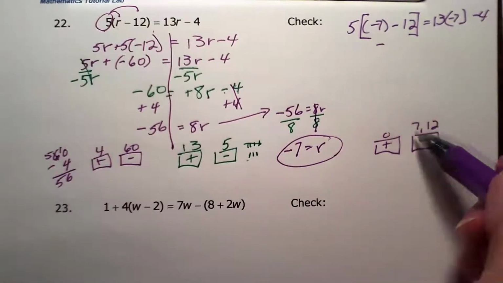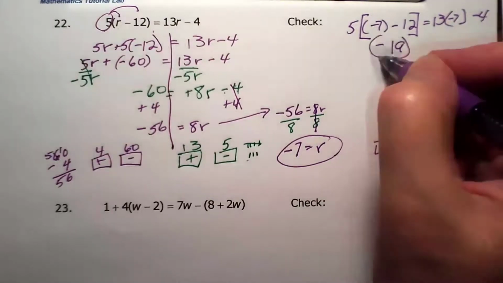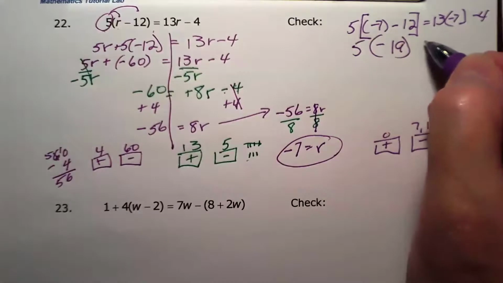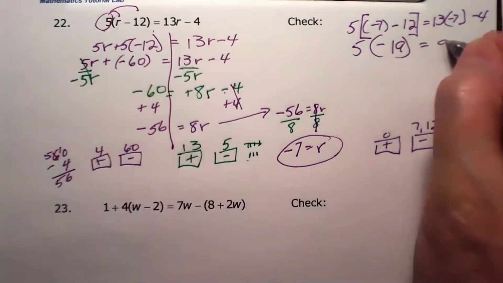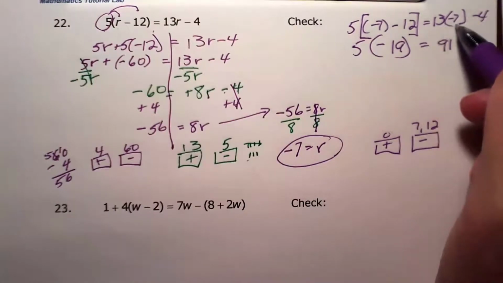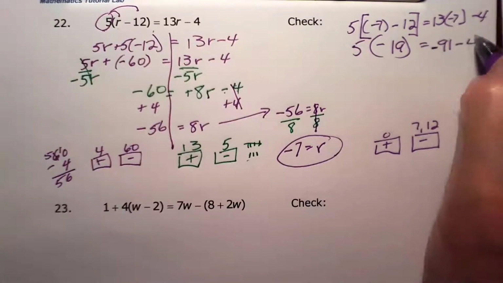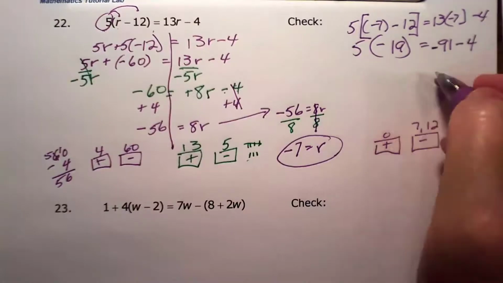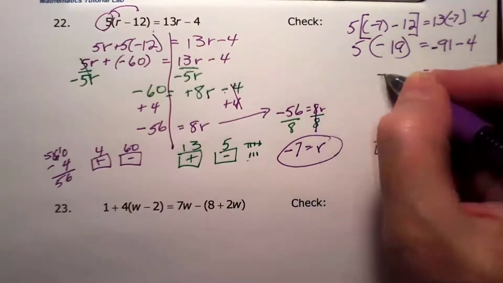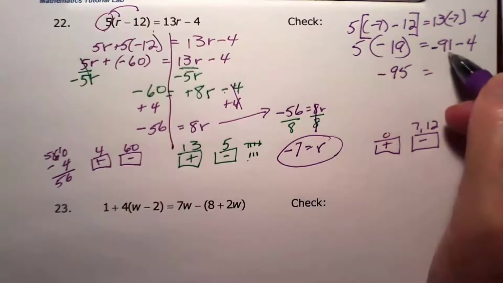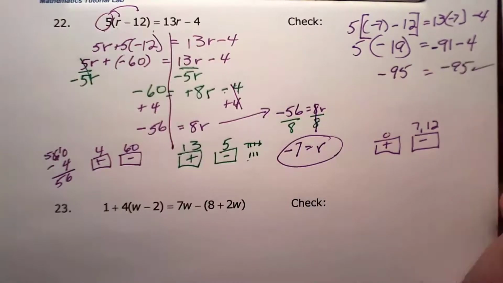How many more? Well, there's none here, and there's 12 plus 7 is 19 here. So 5 times negative 19 equals 13 times 7 is 91. A positive times a negative, that's just one negative sign, so that's odd, so it's negative. So negative 91 minus 4. One more step, I have to do 5 times negative 19 is negative 95. Negative 91 minus 4 is negative 95. So it checks.